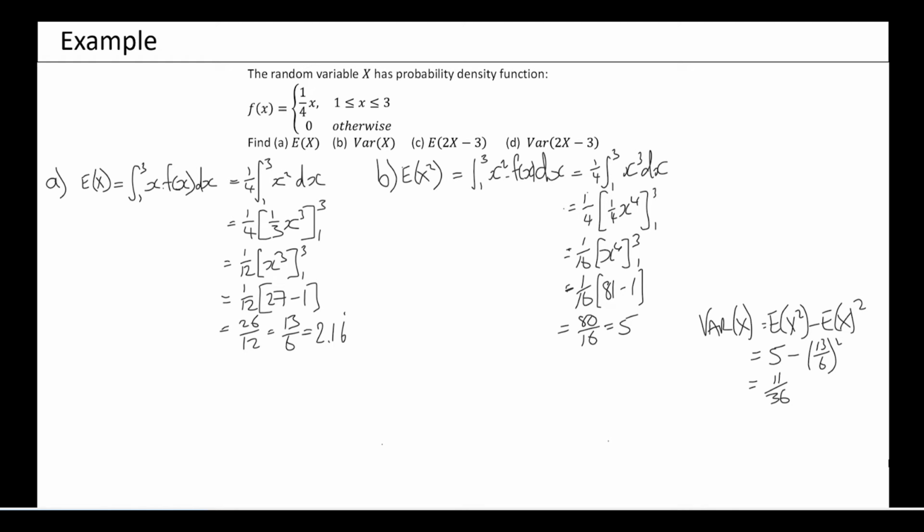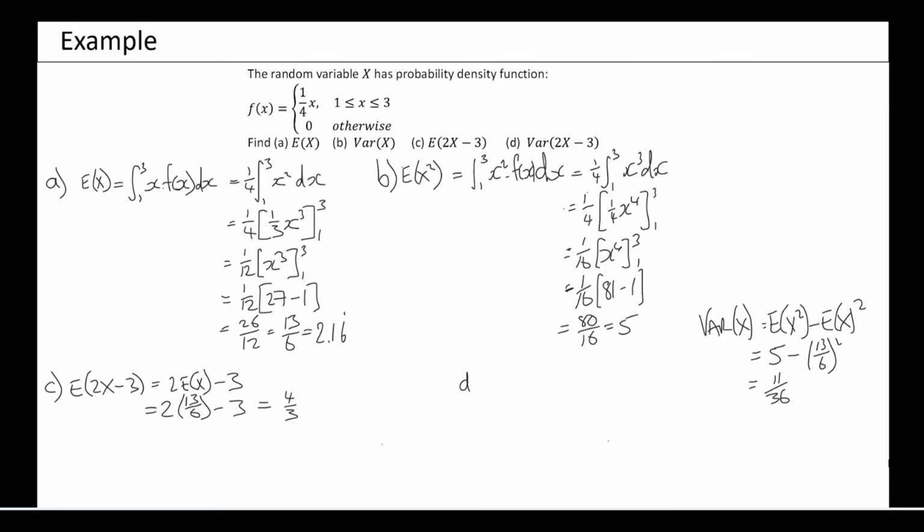Okay, the final two parts here are really asking us to do some expectation algebra, some coding with the expectations and the variance, which you should be really confident and comfortable with at this point in the course. The expectation of 2x minus 3 is 2 times the expectation of x minus 3. We'll substitute 13/6, and that gives us an answer of 4/3.